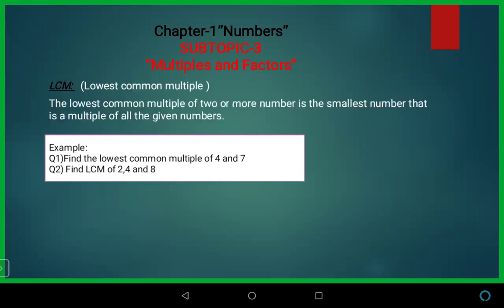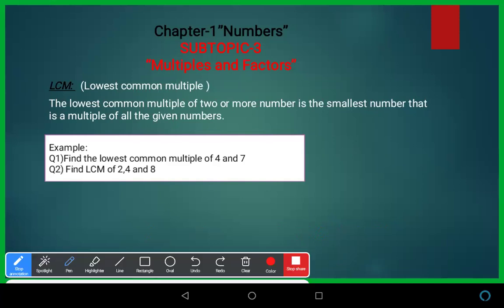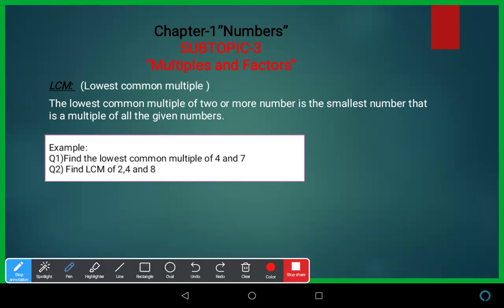The lowest common multiple of two or more numbers is the smallest number that is a multiple of all the given numbers. So what does it mean, and how can we find the LCM? LCM means lowest common multiple. It is a very easy concept. Remember, if you haven't watched the previous video on multiples and factors, first go and watch it. You have to know what is a multiple and what is a factor.